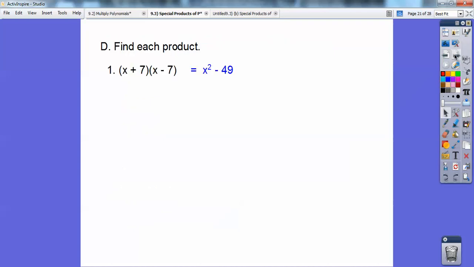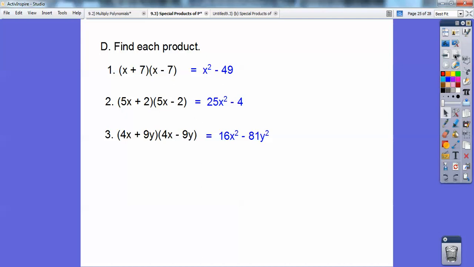All right, so find each product, you guys. These are conjugates. Whoops, I put the answer right there for you. Conjugates always give the first one squared minus the second one squared. This one is going to be the first one squared, 25x squared, minus the second one squared, which is 4. Easy, huh? Next is 16x squared minus 81y squared. If they're conjugates, it works like that every time.